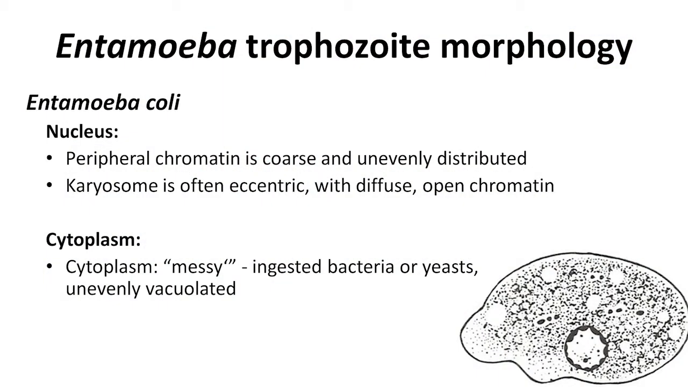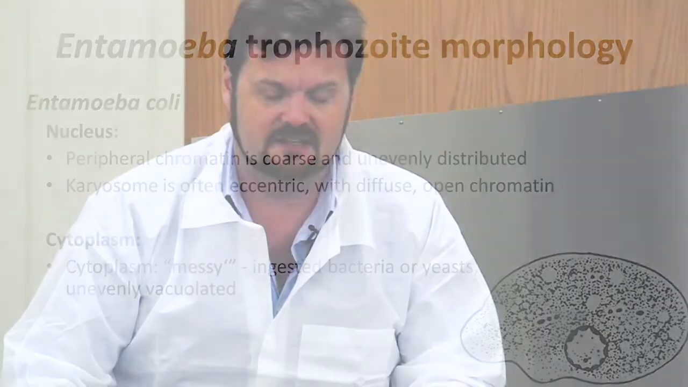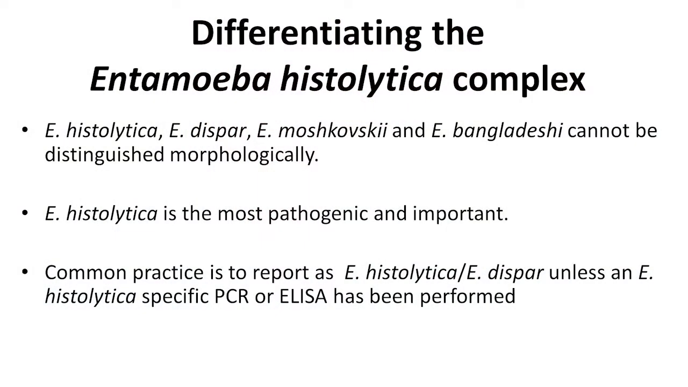The cytoplasm has vacuoles, but they're not nice and evenly sized and distributed, and there's a lot of ingested bacteria in here. Sometimes you'll see ingested yeasts. Colleagues of mine at DPDx, Henry and Blaine Matheson, have actually seen an ingested Giardia in an Entamoeba coli. It actually ate a Giardia cyst. So strange things happen.